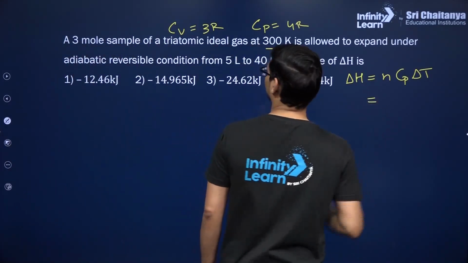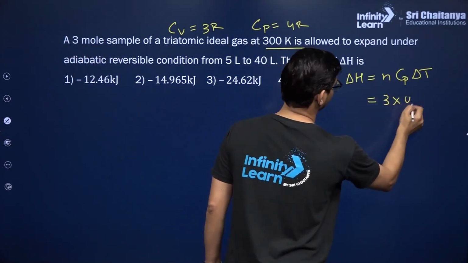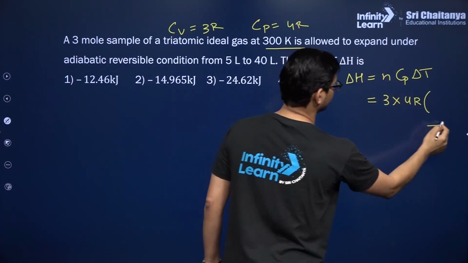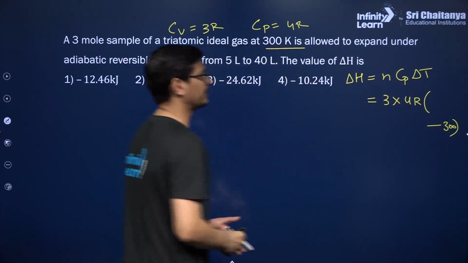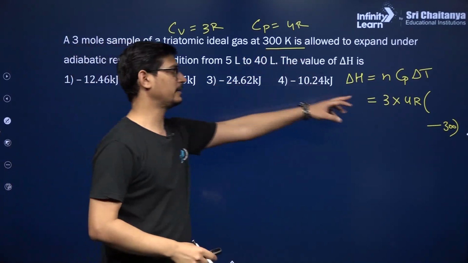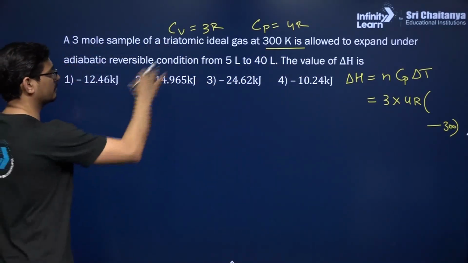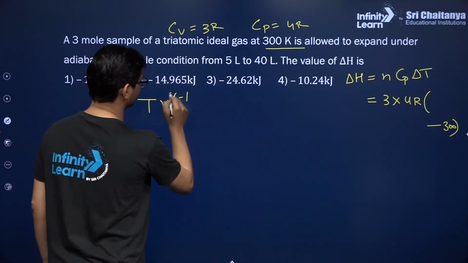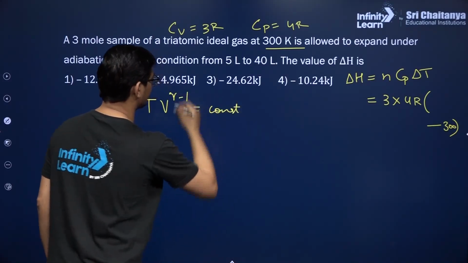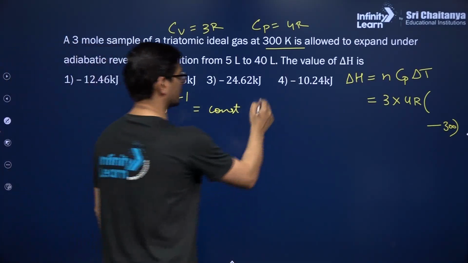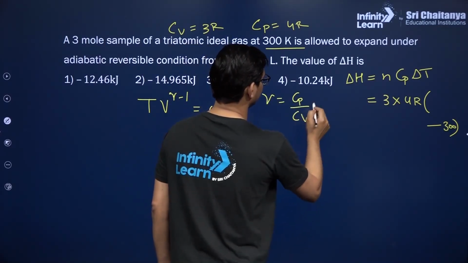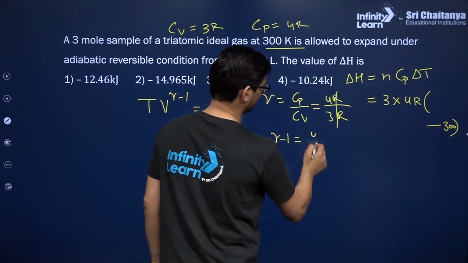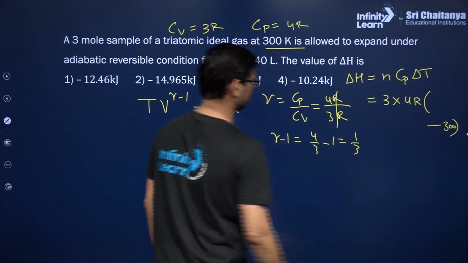So delta H is number of moles, which is 3 mole, Cp is 4R, and some temperature change, which we have to find out, and initial temperature is 300. So we have to find delta T, T2 minus T1. T1 is given as 300, T2 we have to find out. Now remember, for an adiabatic reversible process, the temperature and volume are related as T V raised to the power gamma minus 1 is equal to constant, where gamma is Cp by Cv. So gamma is 4R by 3R, 4 by 3. So gamma minus 1 is 4 by 3 minus 1, which is 1 by 3.